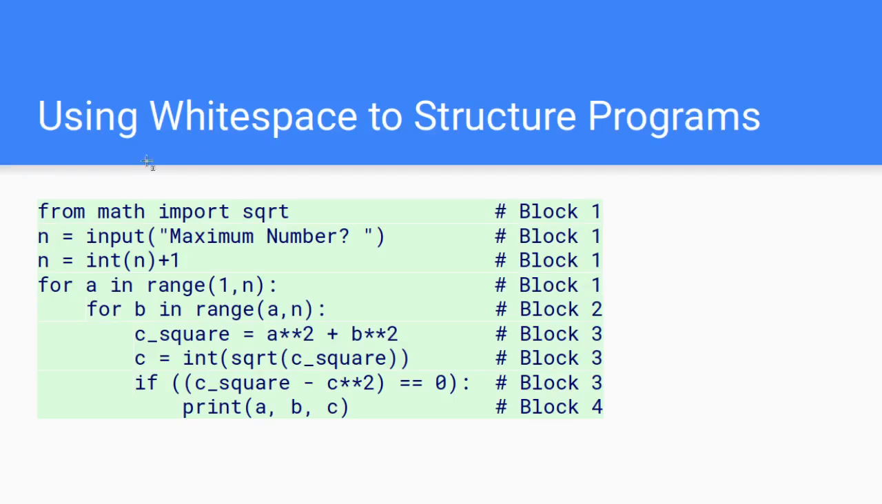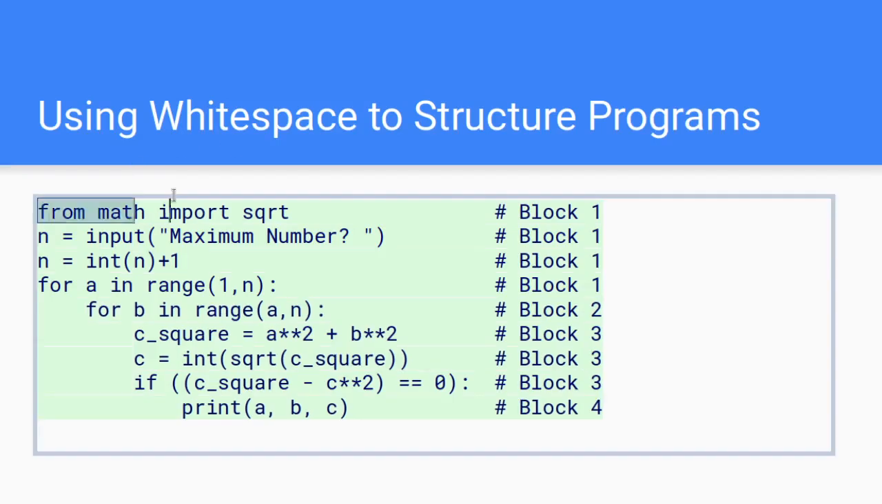Using whitespace to structure programs. Okay, so here is some Python code. We do an import statement. Then on the next line we get some input from the user and assign it to a variable called n. Then we increment n by 1. And then we start a for loop.